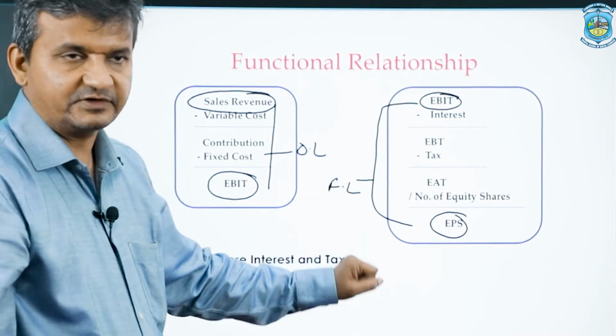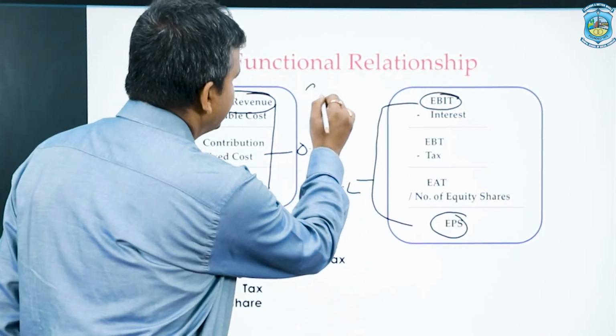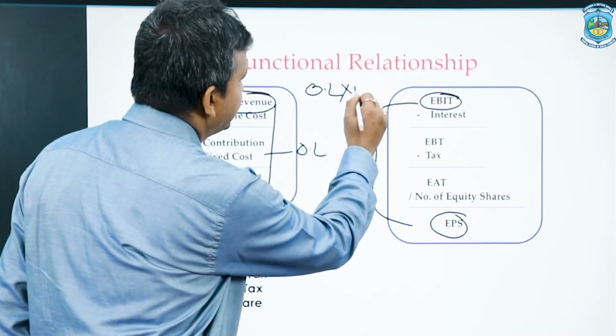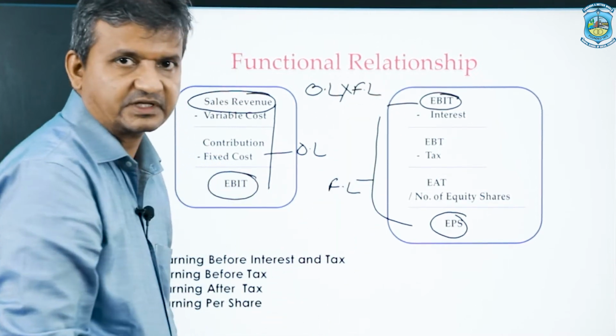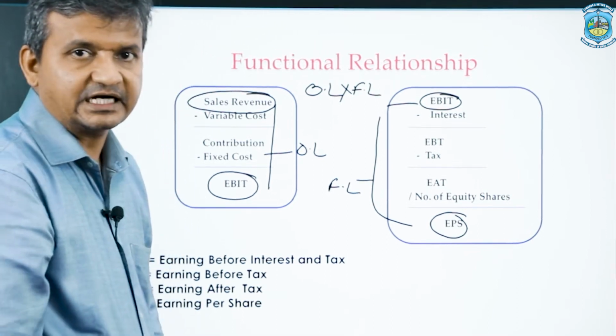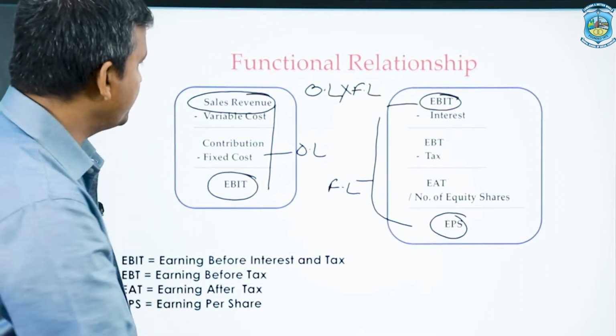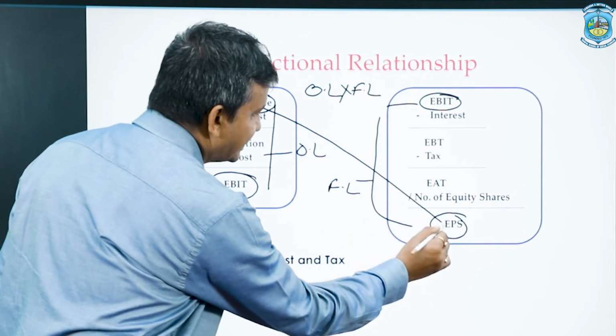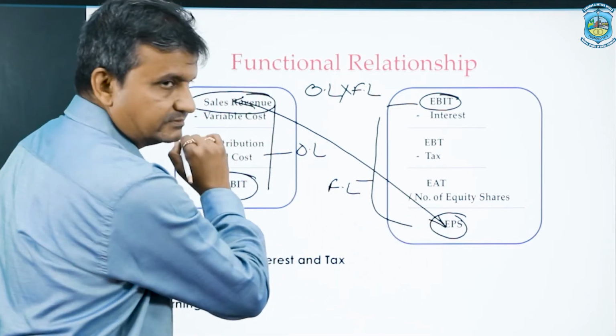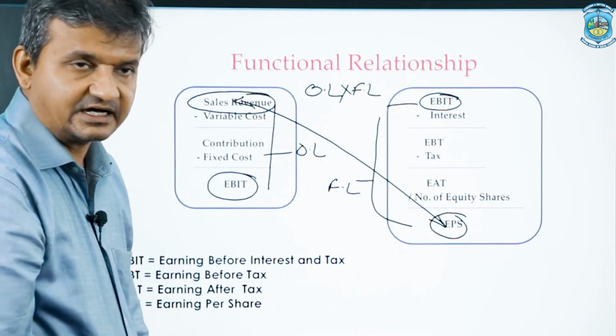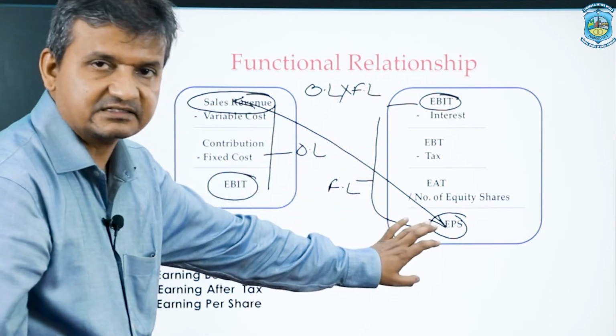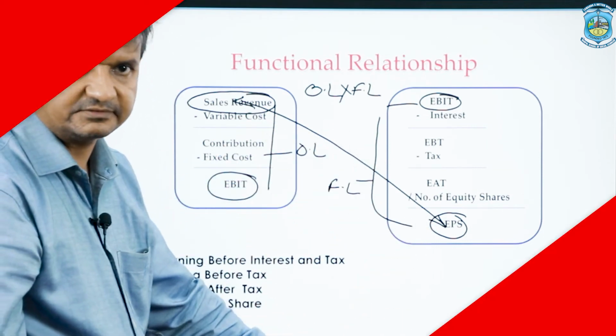Then what is combined leverage? Combined leverage is nothing but operating leverage multiplied by financial leverage. In other words, we can also say that combined leverage is a relationship between sales and EPS. That would be the combined leverage.